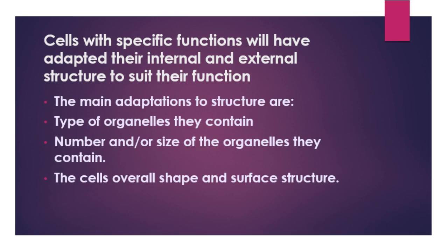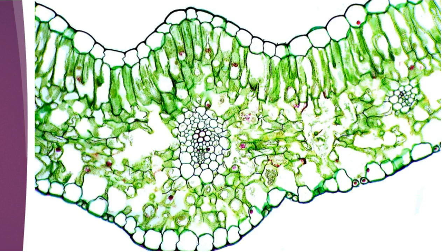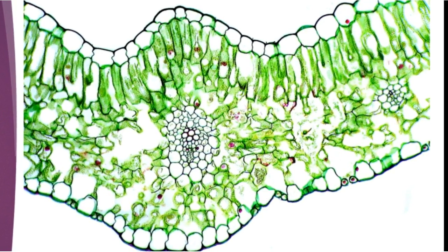Every specific cell type has its own distinct shape, its own distinct number of organelles within it, and distinct size with some organelles, because vacuoles can actually be different sizes in different cells. Overall, the surface structure and the internal structure are different, and that reflects the job that cell has to do. So here is a picture of a cross-section of a leaf.